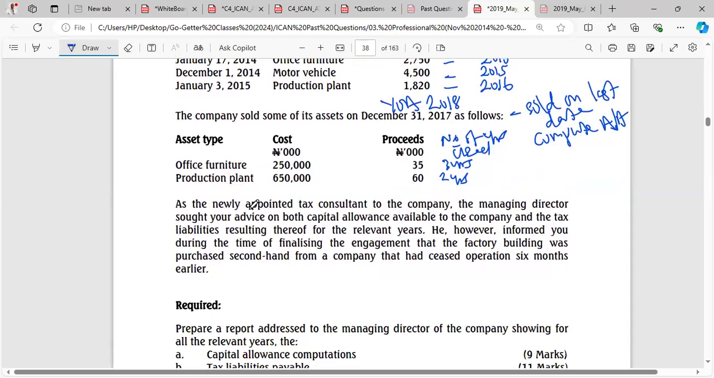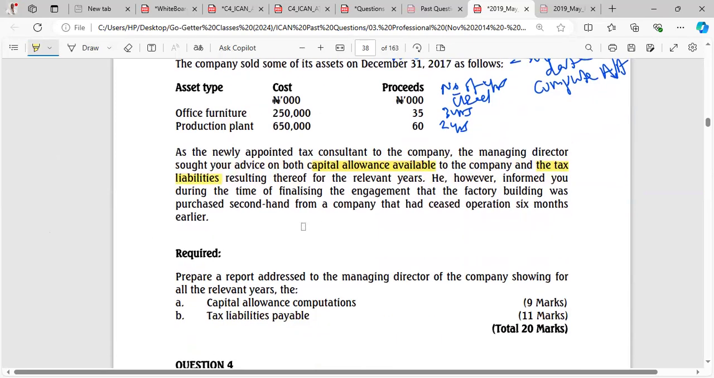Now, as a newly appointed tax consultant to the company, the managing director sought your advice on both capital allowance available to the company and the tax liabilities of the relevant years. He has informed you during the time of finalizing the engagement that the factory building was purchased second-hand from a company that has ceased operation 6 months earlier.